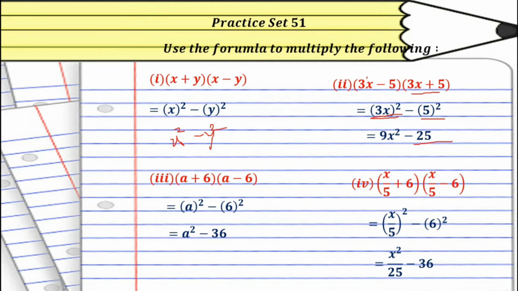So you will see here, and the next question, use the formula to find the values. Here we have to find 502 into 498. Okay, so (500 plus 2) into (500 minus 2). So 500 raised to 2 minus 2 raised to 2.